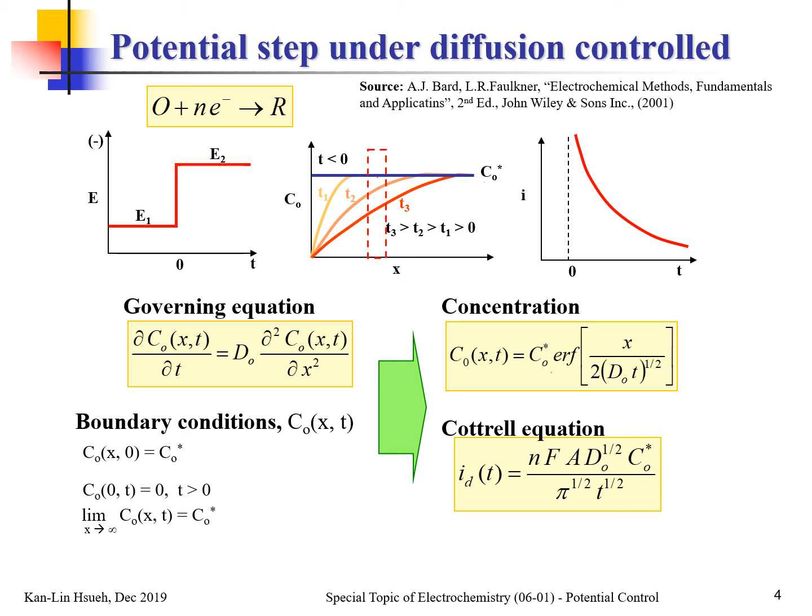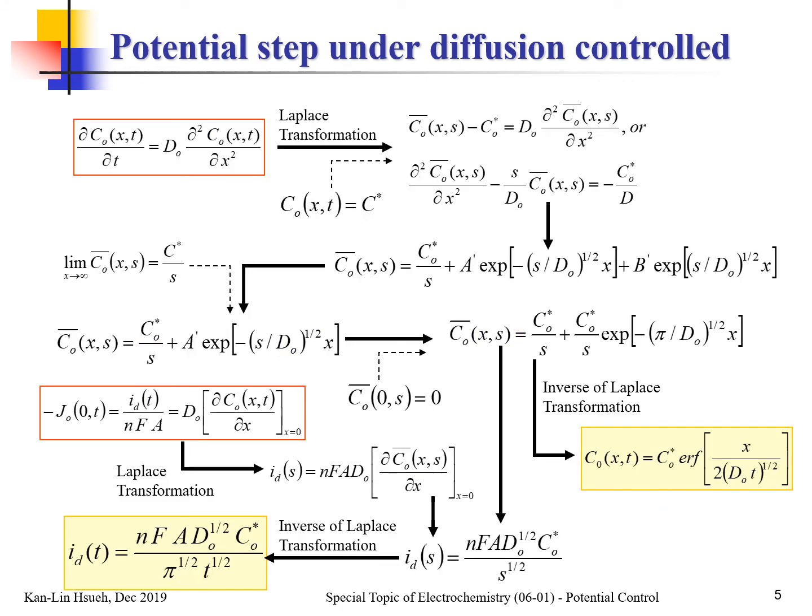Over here, erf is the error function. If you're interested, you can check on Google to find out what error function means. The important thing is what we can get out of this equation. If you're interested, you can see Allen Bard's Electrochemical Methods, which describes in detail how the equation was derived. But over here, I just briefly describe how it comes out.